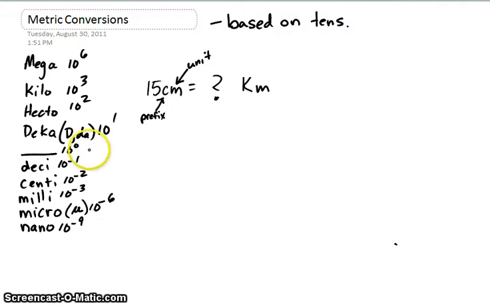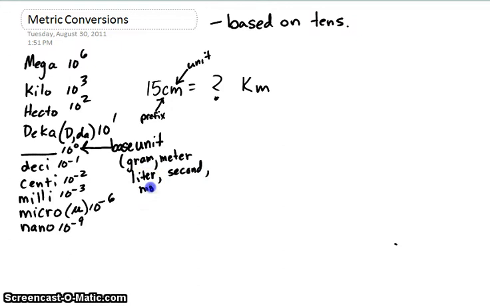Remember, the base unit is right here. What common base units do we work in? Well, for chemistry, the base units are pretty much gram, meter, liter, second, and if we're getting really crazy, mole. Those are the common base units. But remember, the base unit can be pretty much anything. It's the prefixes that matter.